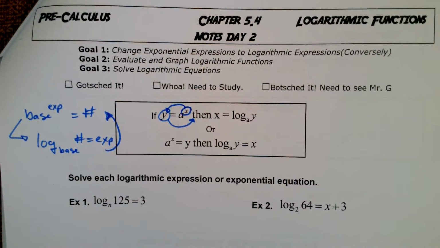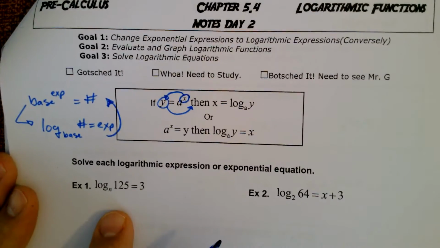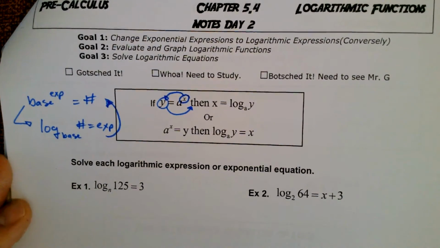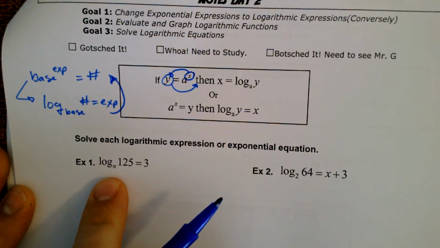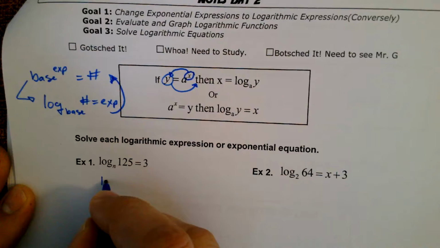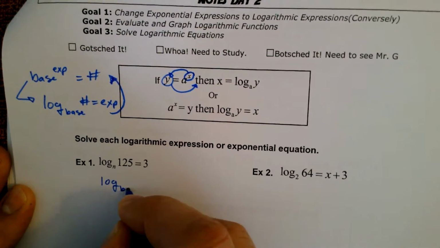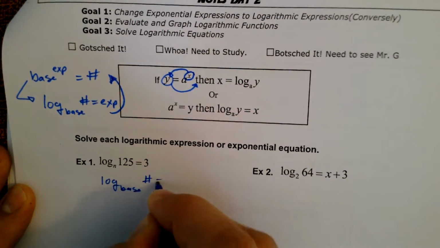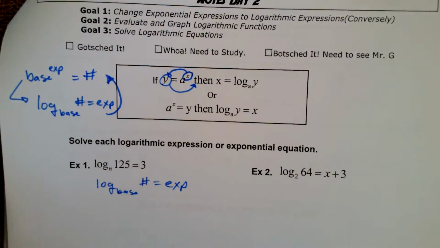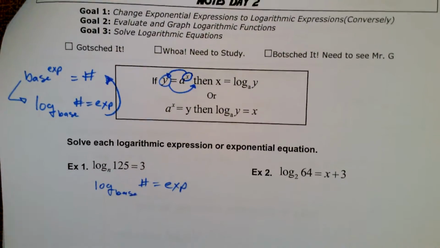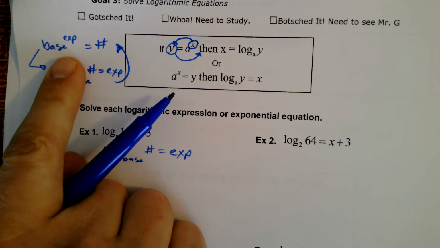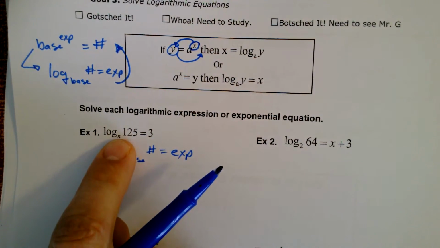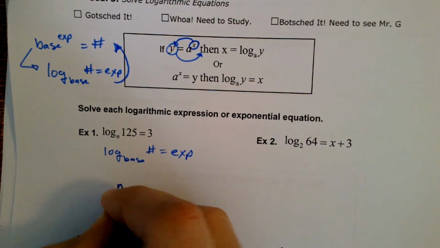Okay? So as I start with example 1, it says solve each logarithmic expression or exponential equation. I have the log of 125 base n, and that equals 3. So I have the log, I got my base, I got my number, and that's equal to the exponent. So if it's logarithmic and I want to solve for this n here, I'm going to go ahead and convert it to exponential form. Okay? So I'm going to go do my base. My base of the log is the base of the exponential. So I have n.